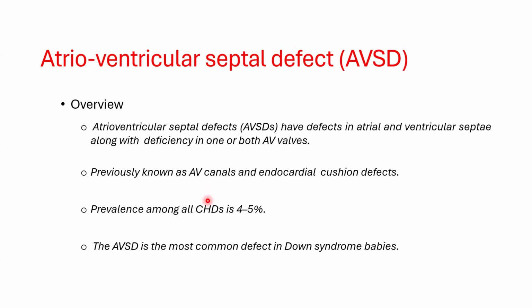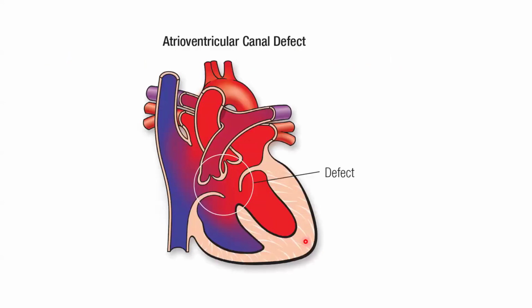They were previously known as AV canal defects or endocardial cushion defects. They are about 4 to 5% of all congenital heart defects, and they are common in patients with Down syndrome. So if you have an adult with Down syndrome, one of the defects to worry about is the atrioventricular septal defect. Okay, so an illustration of it, a defect in both the atrial and the ventricular septal wall.